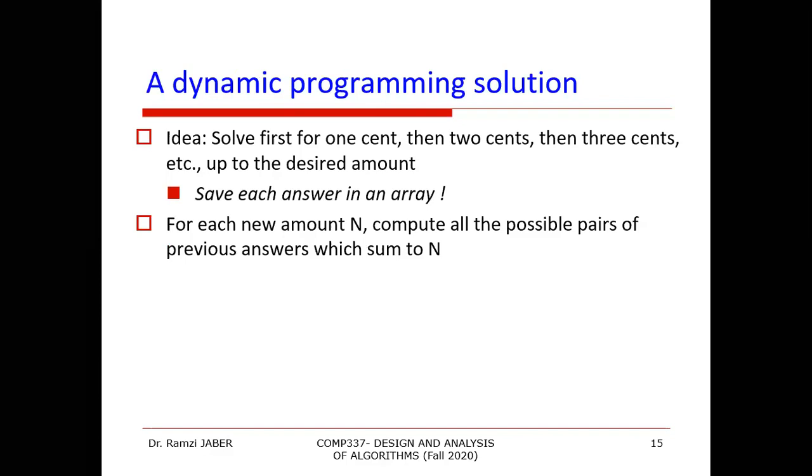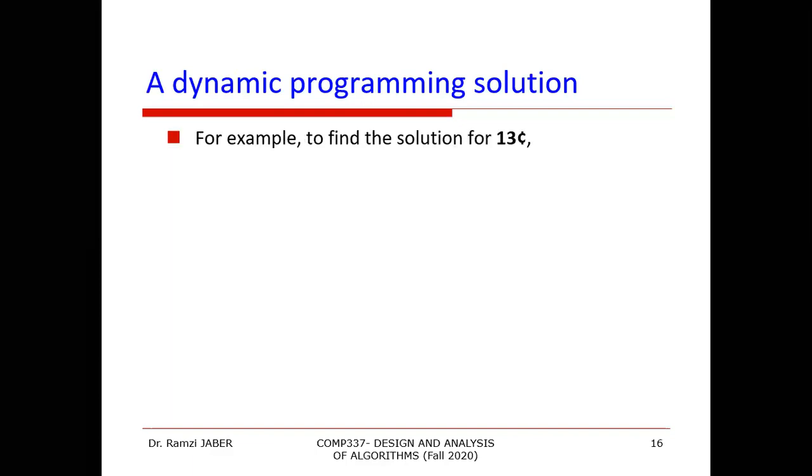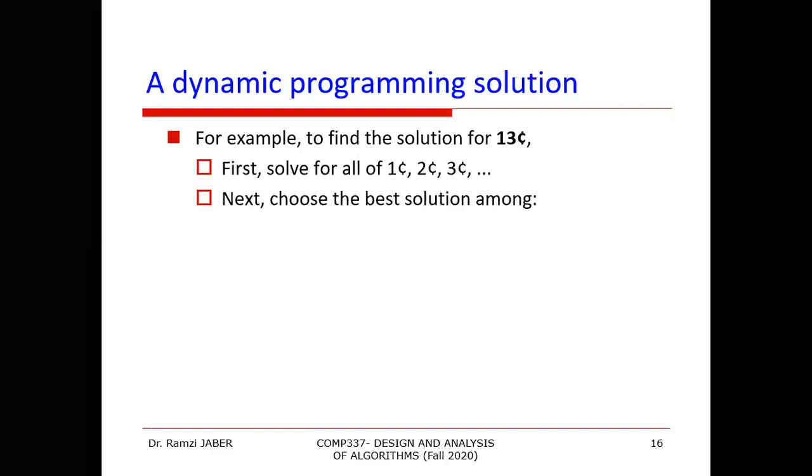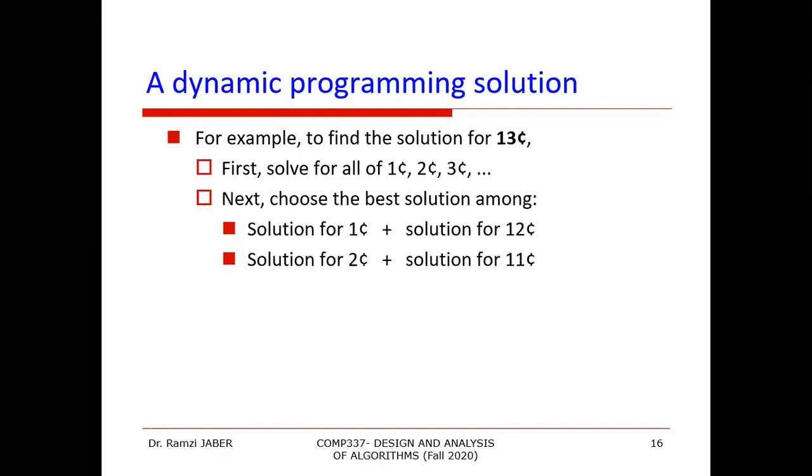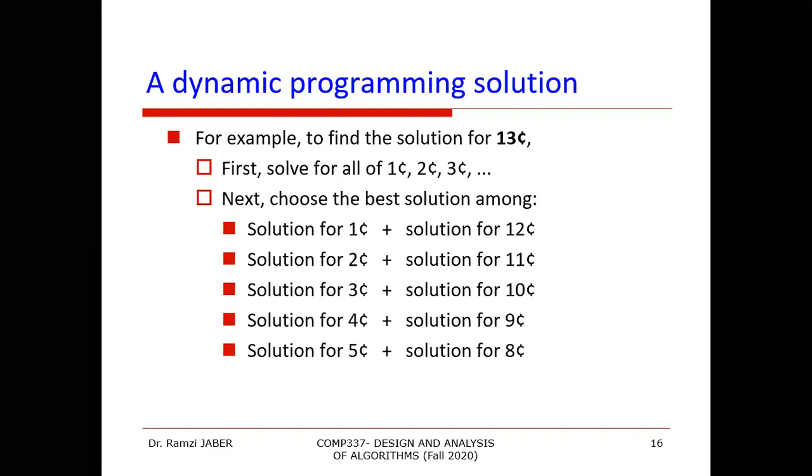So for each new amount n, compute all the possible pairs of previous answers which sum to n, like we did in Fibonacci. So, for example, to find the solution for 13 cent, first, solve for all of 1 cent, 2 cent, 3 cent till 30. Example. Next, choose the best solution amount. Solution for 1 cent plus solution for 12. Solution for 2 plus solution for 11. 3, 10, 4, 9, 5, 8, 6, 7. Okay?